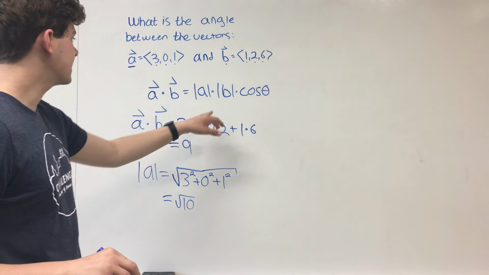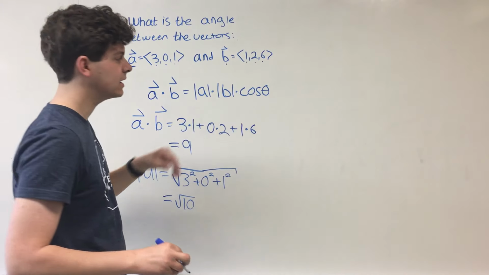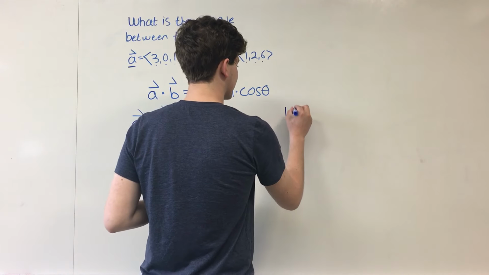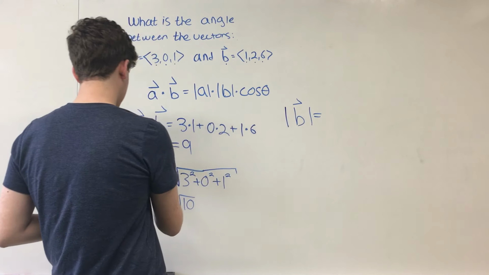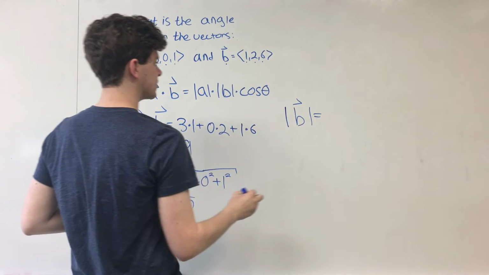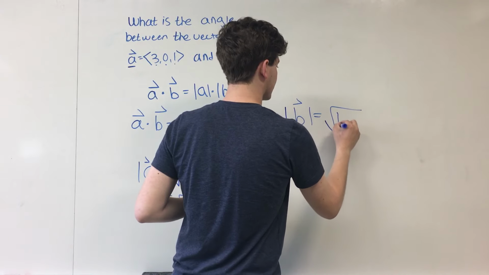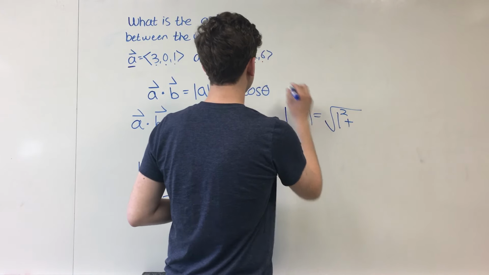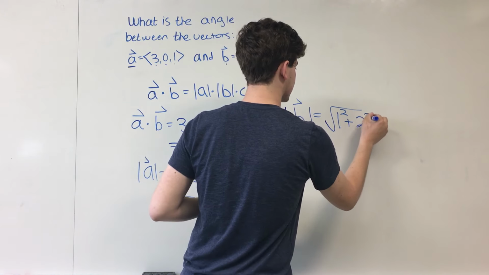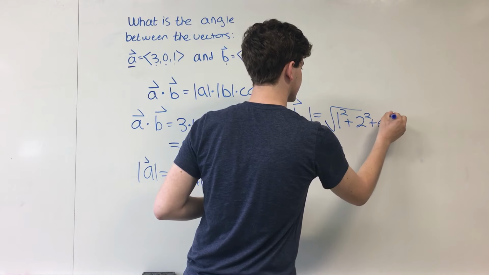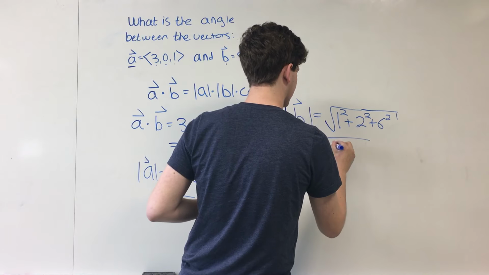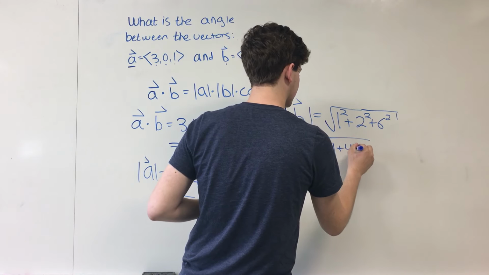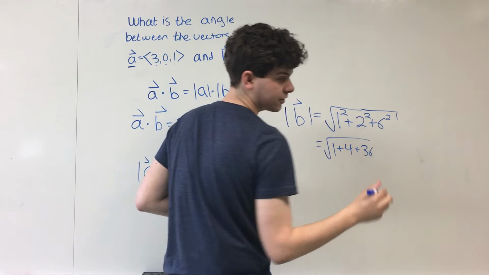And then let's take the magnitude of B. Let's put it over here. The magnitude of B equals the square root of 1 squared plus 2 squared plus 6 squared. So let's see, the square root of 1 plus 4 plus 36, so the square root of 41.